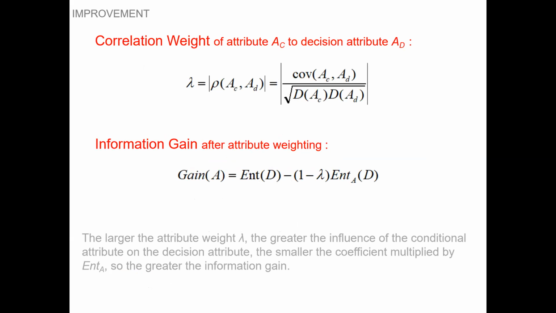Therefore, according to the characteristics of ID3 algorithm, which selects maximum information gain as the basis for splitting, and the significance of correlation coefficient, the original formula is improved to the new formula after attribute weighting. As can be seen from the formula, the larger the attribute weight lambda, the greater the influence of the conditional attribute on the decision attribute, and the smaller the coefficient multiplied by Int_A, and so the greater the information gain.